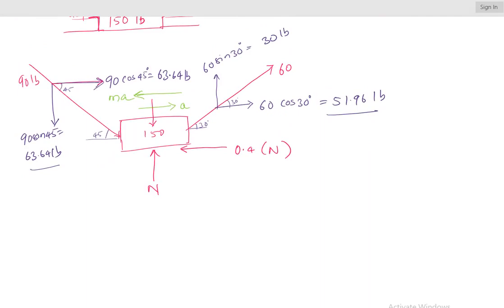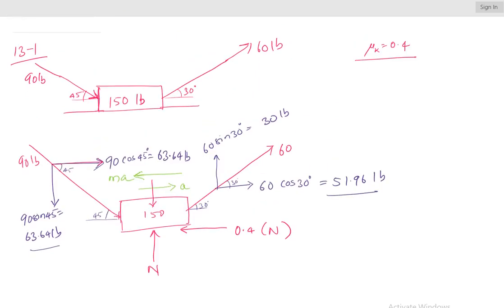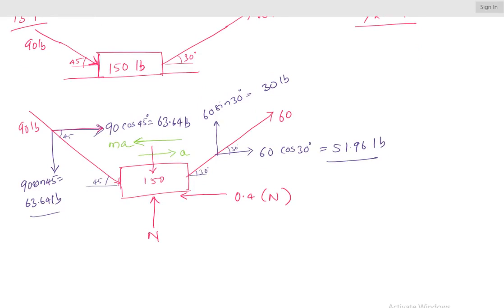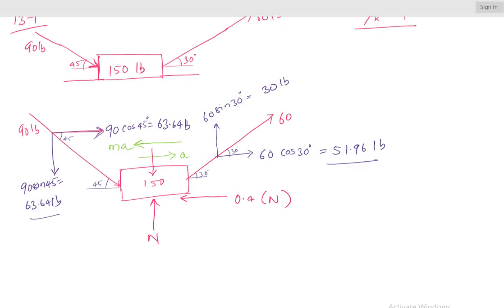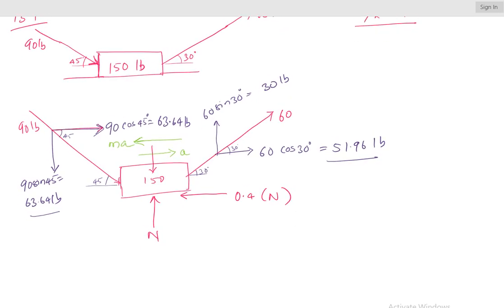Now I've gone ahead and set up the free body diagram. Let me explain how I got this. Basically, we're splitting all these forces into horizontal and vertical components, because then we can add up all the horizontal forces and equate them to 0, and all the vertical forces and equate them to 0. In the vertical, the ones going up and down would subtract, and in the horizontal, the ones going right and left can subtract, and eventually we'll get our acceleration.